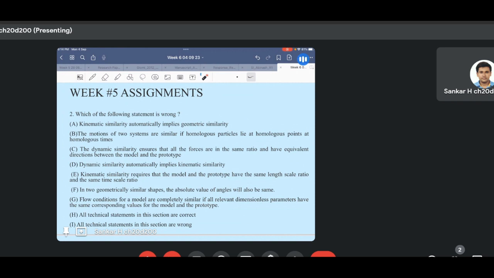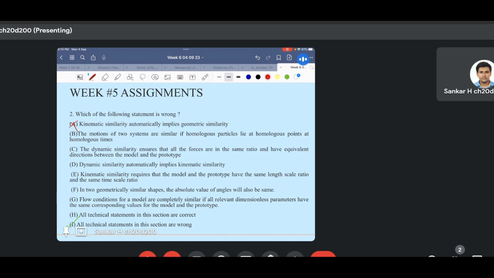Okay, so the correct answer here would be: all technical statements in this section are wrong. Let us see why the answer comes out that way. Kinematic similarity automatically implies geometric similarity. That statement may not be correct because kinematically similar does not mean that it is geometrically similar as well.